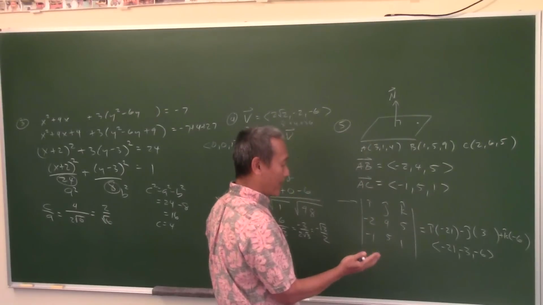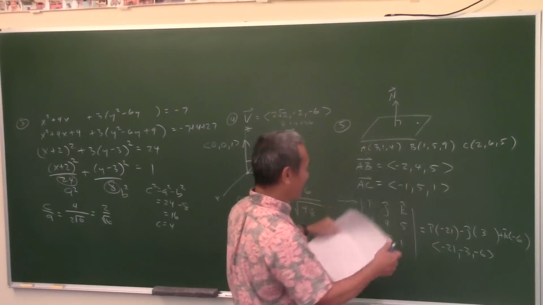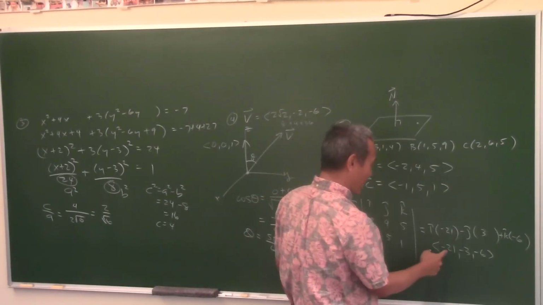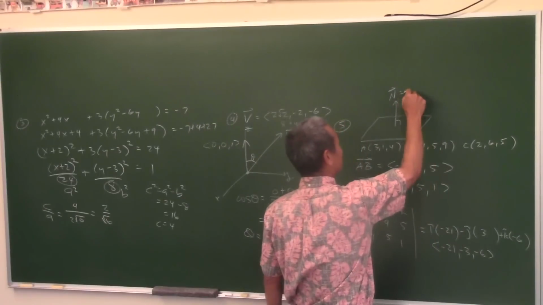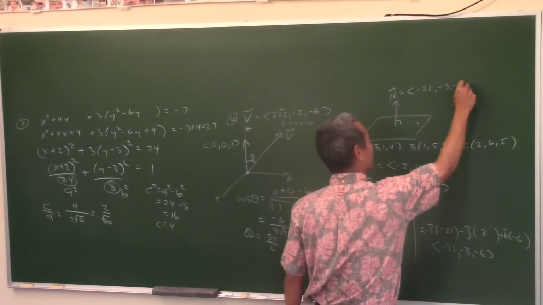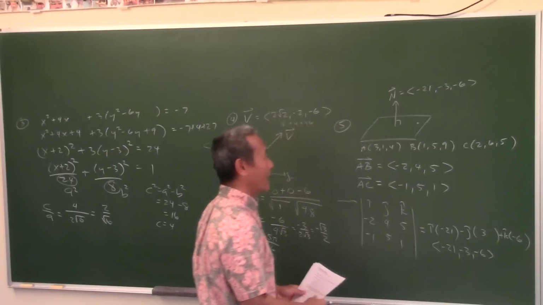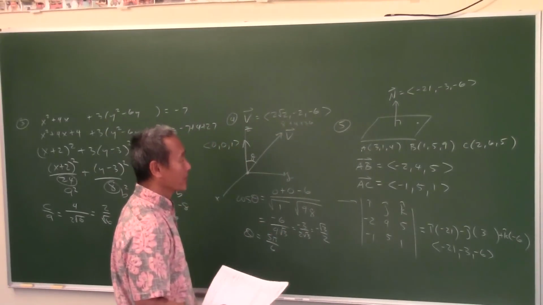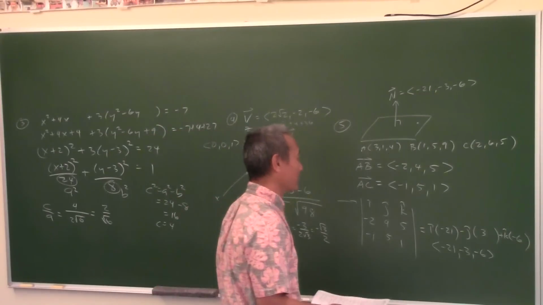So this is the cross product. It's a vector that's perpendicular to the plane. And that's what we want. So therefore, this vector that's perpendicular is negative 21, negative 3, negative 6. Now if you want to reduce that vector, you can. You can reduce by 3 or negative 3. Well, what the heck? Why don't we just leave it?